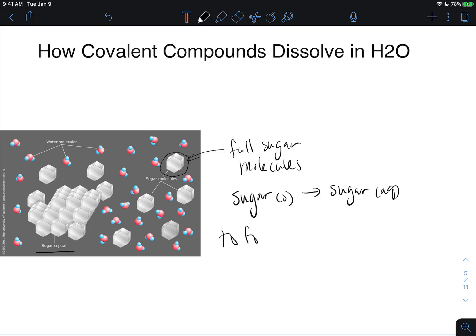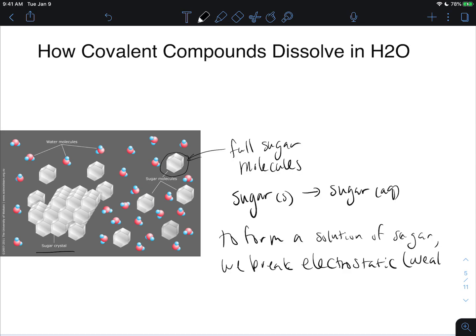So to form a solution of sugar, we break electrostatic forces, weak ones, to form the solution. Remember, to have a solution, we have to have our solute completely dispersed, so we can't keep that crystal sugar together. It has to break apart into sugar molecules.